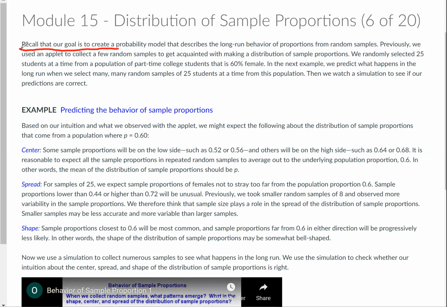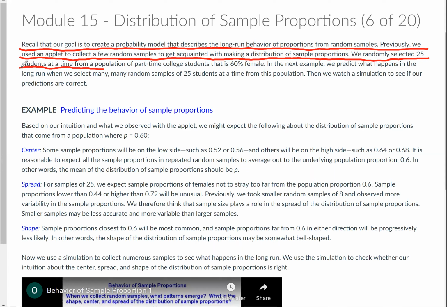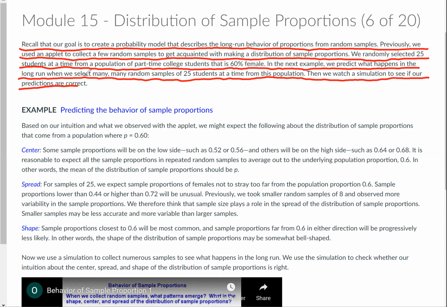Recall that our goal is to create a probability model that describes the long-run behavior of proportions from random samples. Previously, we used an applet to collect a few random samples to get acquainted with making a distribution of sample proportions. We randomly selected 25 students at a time from a population of part-time college students that is 60% female. In the next random sample, we predict what happens in the long run when we select many random samples of 25 students at a time from this population. Then we watch a simulation to see if our predictions are correct.